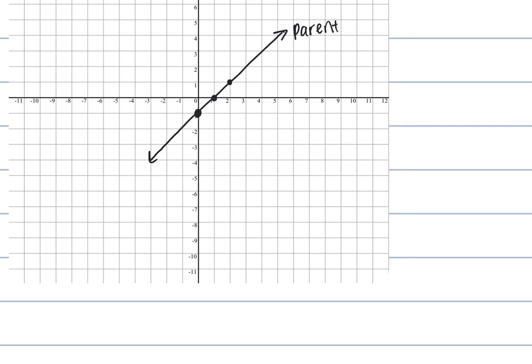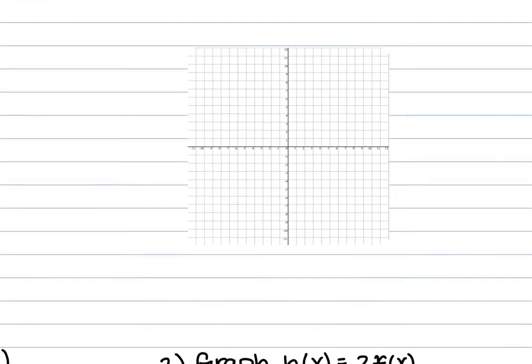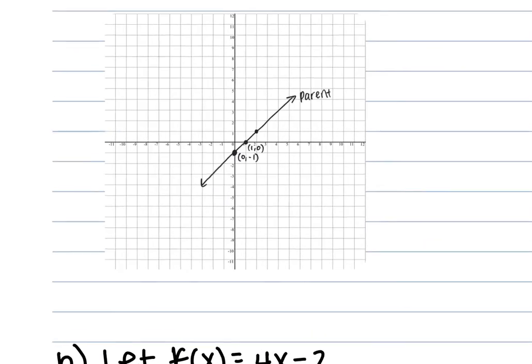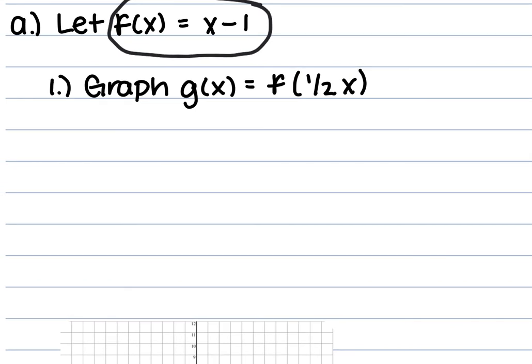And you guys, since you're on Notability, once you complete this parent function, go ahead and copy it right over to the other graph, because we're going to use that same parent function for the graph on the right. So once you're done copying down the parent function, you label all your points. Go ahead and copy that whole thing over to the right. So we are going to take a look at our transformation.